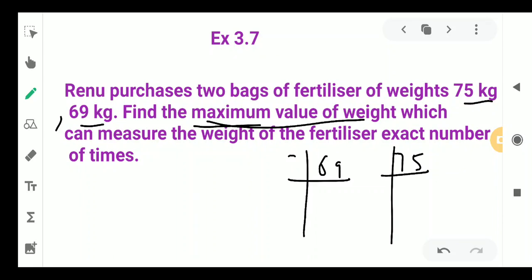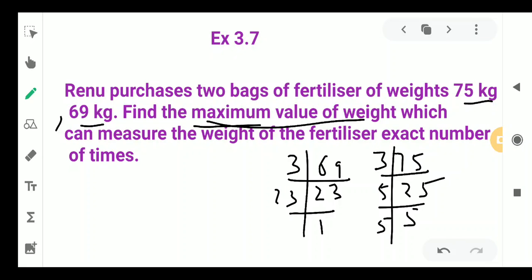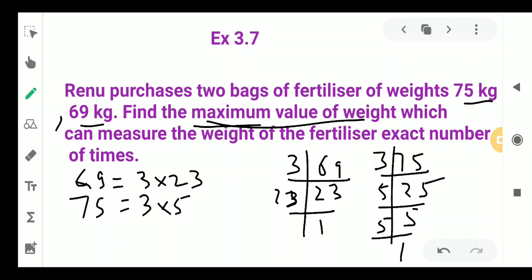So 69 will go by 3, 3 times 2 is 6, 3 times 3 is 9. Now we can take 23 here. 23 times 1 is 23. Now for 75 we can take 3, 3 times 2 is 6, 3 times 5 is 15, then 5, then 5. We got this. So the prime factorization of 69 is 3 into 23, and the prime factorization of 75 is 3 into 5 into 5.